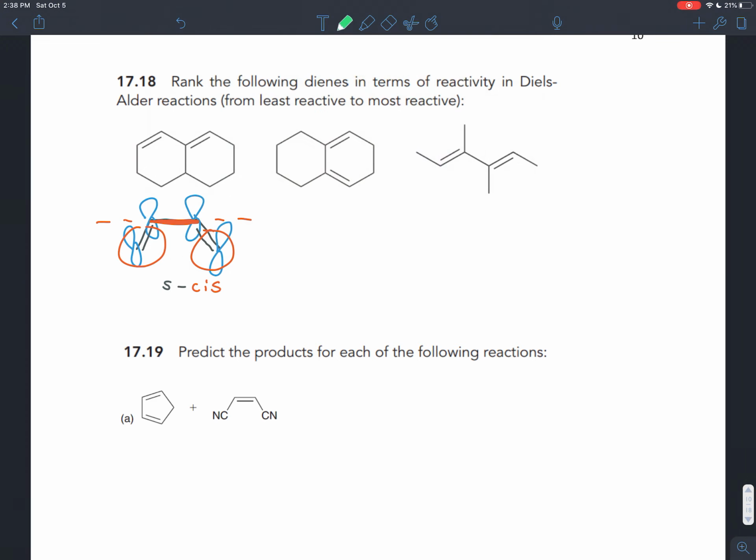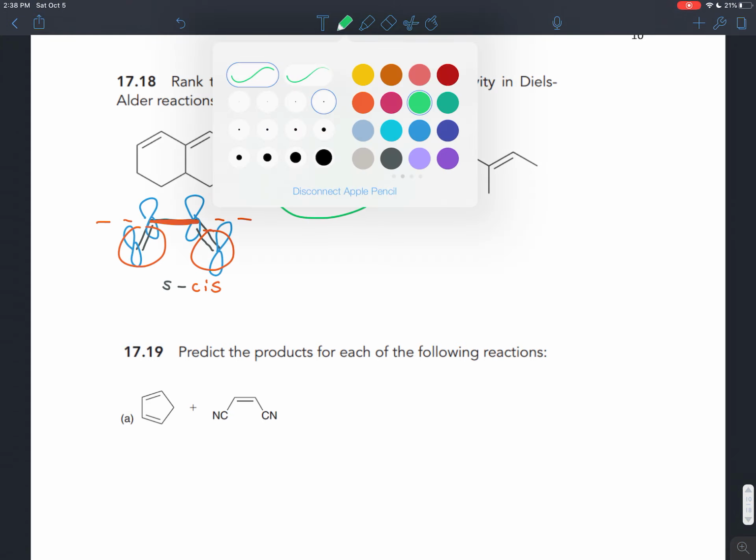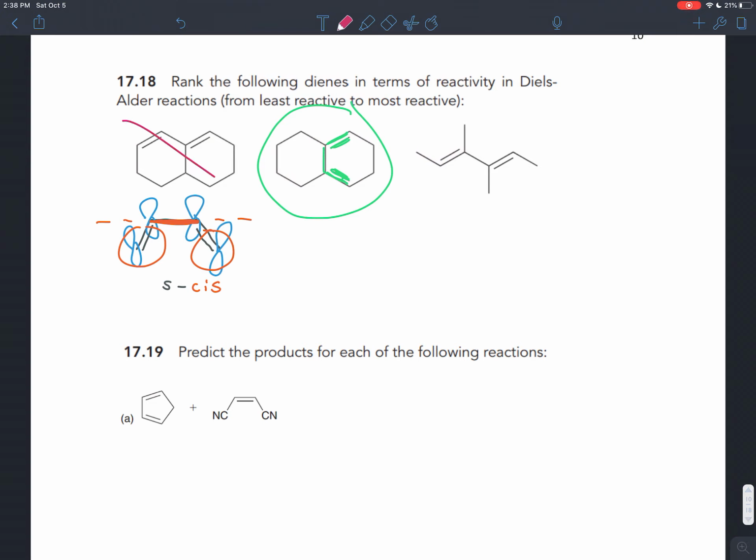So already, you see this one in the middle, and you're like, this is stuck in the s-cis conformation. That's great. That's the best you could have. The one right next to it is stuck in the s-trans conformation. So that will never be able to undergo a Diels-Alder reaction.